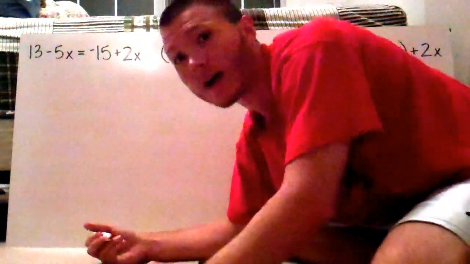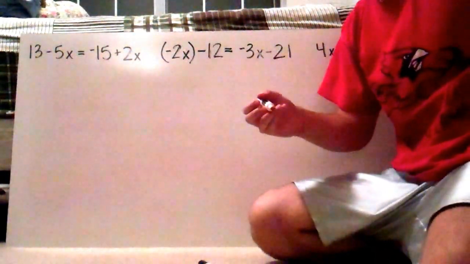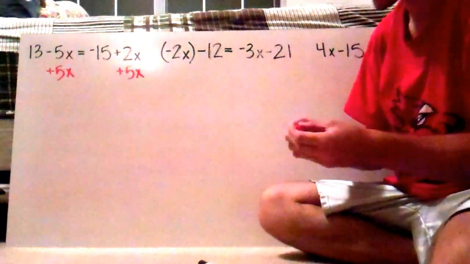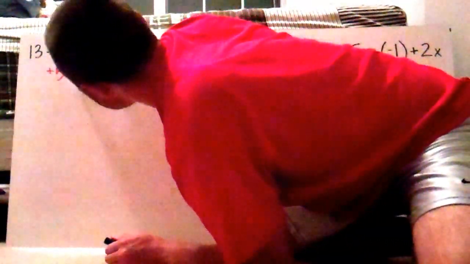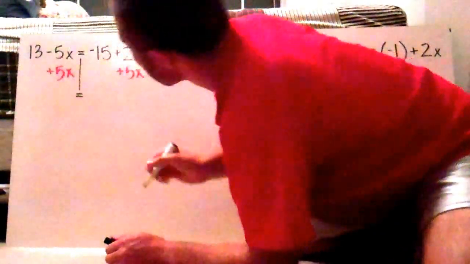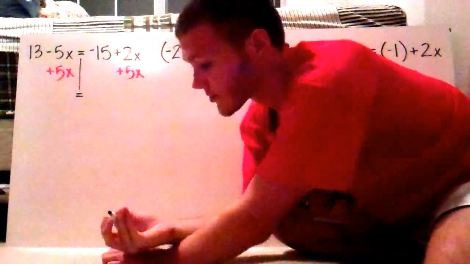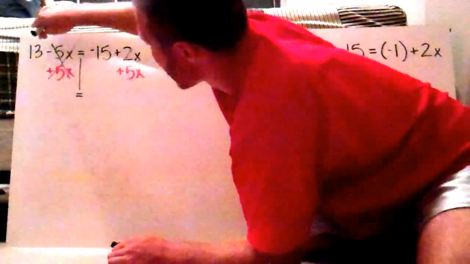let's get rid of that minus 5x, okay? So I'm going to do plus 5x. So I've got plus 5x. I'm going to do that to both sides. Okay? I'm going to bring this equal sign down. Minus 5x and plus 5x, those are going to cancel. So all I have left is that 13, so I'm going to bring that down here.